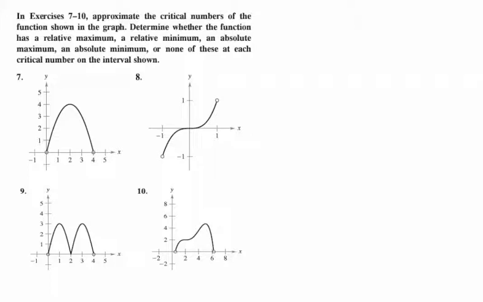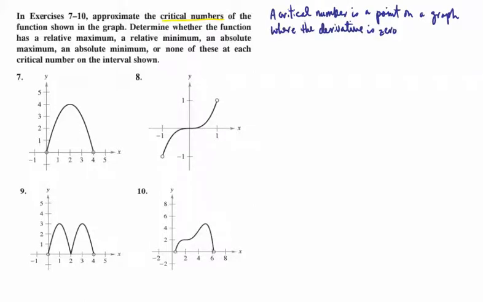And now we're going to give a name to that phenomenon, and it's going to be called a critical number. A critical number is a point on a graph where the derivative is 0 or does not exist. So we've been talking about that. We saw clearly why that is a critical point in a graph, because if a relative maximum or minimum occurs, one of these two things has to be true. Either the derivative is 0 or it doesn't exist.